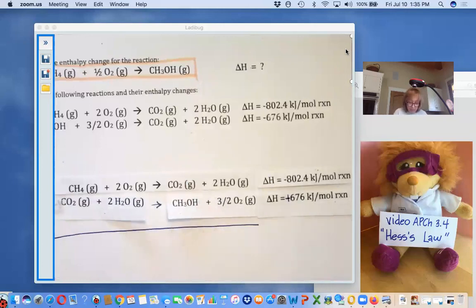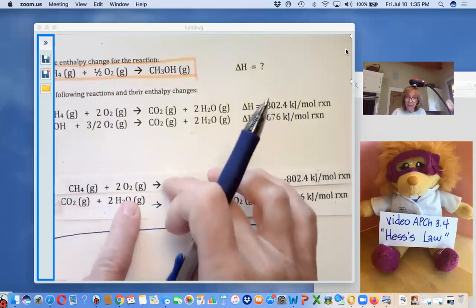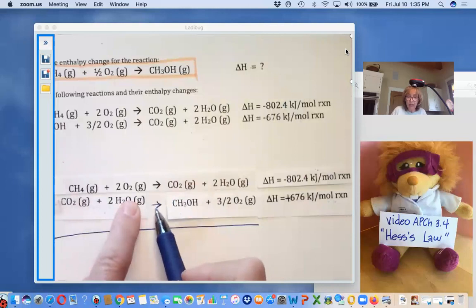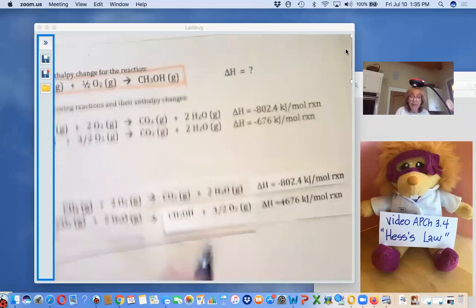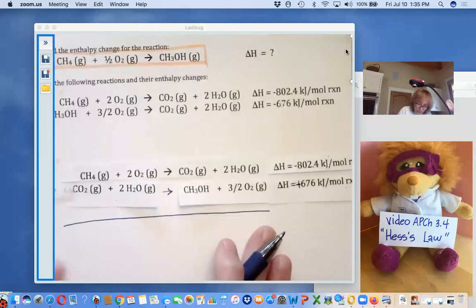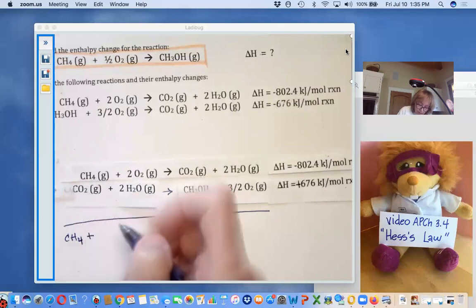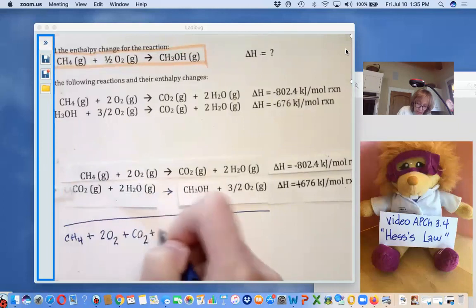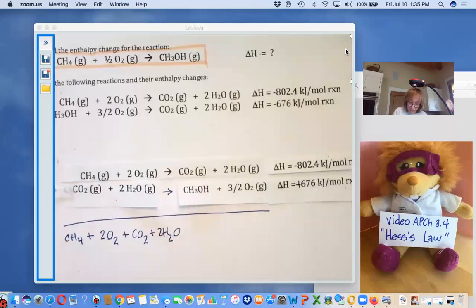All right, now I'm going to take these two and add them together, kind of like we do in math when adding a system of equations. Treat the yield signs like the equal sign, and put all of our reactants added together. So we're going to have CH4 plus 2O2 plus CO2 plus 2H2O, all of that on the reactant side.